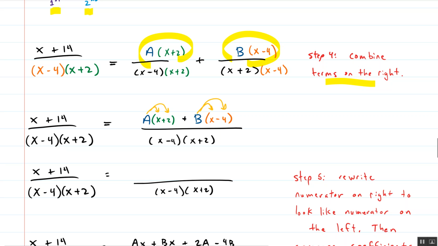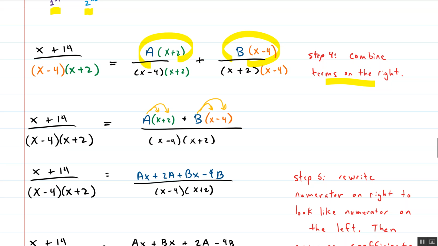Well, a times x gives us what? Ax. A times 2 gives us a2, or 2a. a2 kind of looks like az to me. Let's do 2a. There's no reason for that, it's just my OCD. Now b times x gives us bx, and then negative 4b. Awesome.